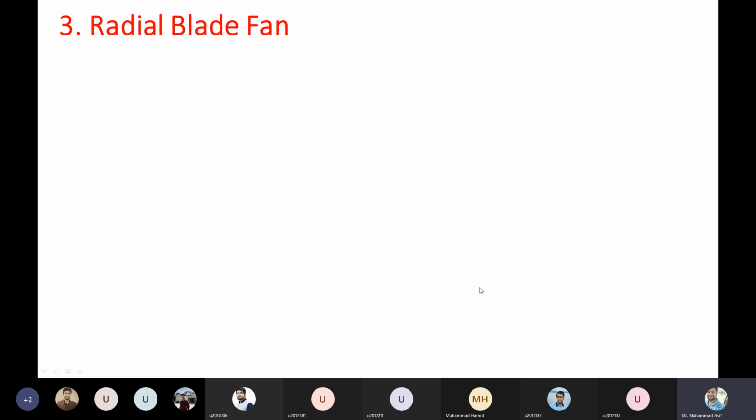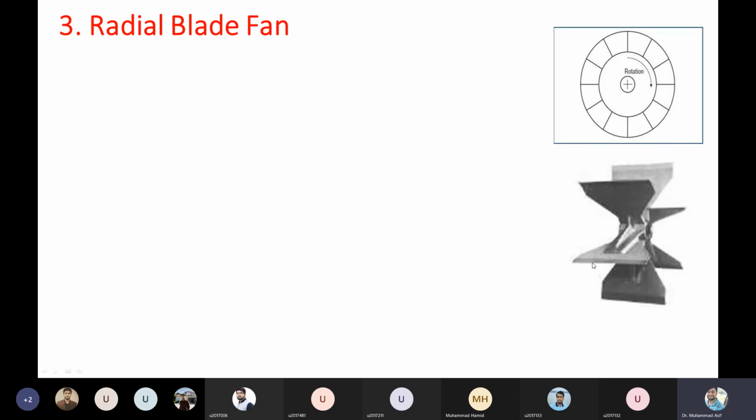The third category of the centrifugal fan is the radial blade fan. Right, as I mentioned earlier, the direction is perpendicular to the axis of the rotation. So they are very straight. The curve is neither in the forward direction nor in the backward direction. That's very straight, perpendicular to the axis of the rotation. Right.